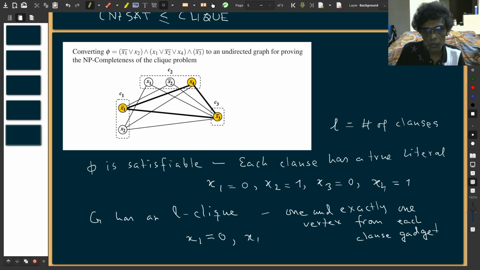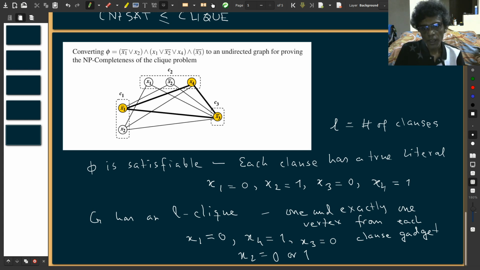Likewise, I can take x4 equal to 1, x3 equal to 0, and this assignment does not say anything about x2, so we can take any value of x2, either 0 or 1, doesn't matter. Okay, and this choice essentially gives a true literal in each of the clauses, and therefore phi is satisfiable. Okay, so clique is once again a problem which is NP hard, and it is also in NP, so it is NP complete.